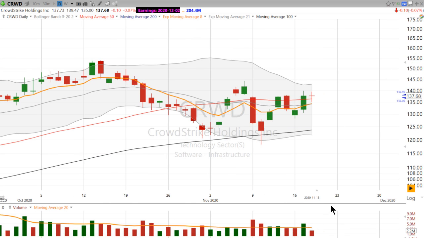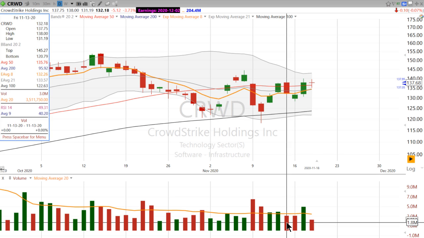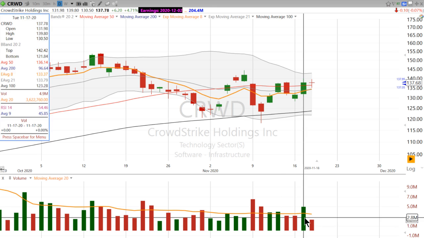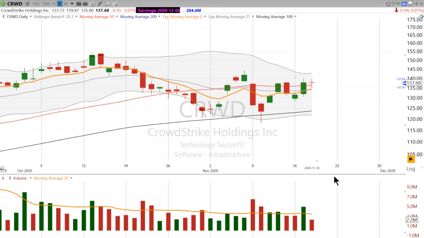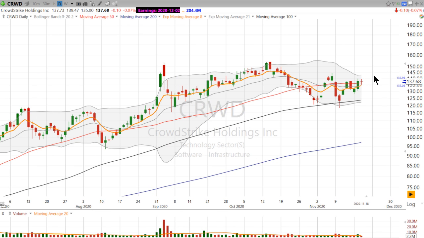Now, over the last couple of sessions here, if I bring in the volume indicator, you can see it continues to go up on high volume, pull back on low volume, go up on high volume, pull back on low volume. So I like what CrowdStrike is doing here. It's just kind of consolidating right around these moving averages. So what I want to see from CrowdStrike is a push higher.